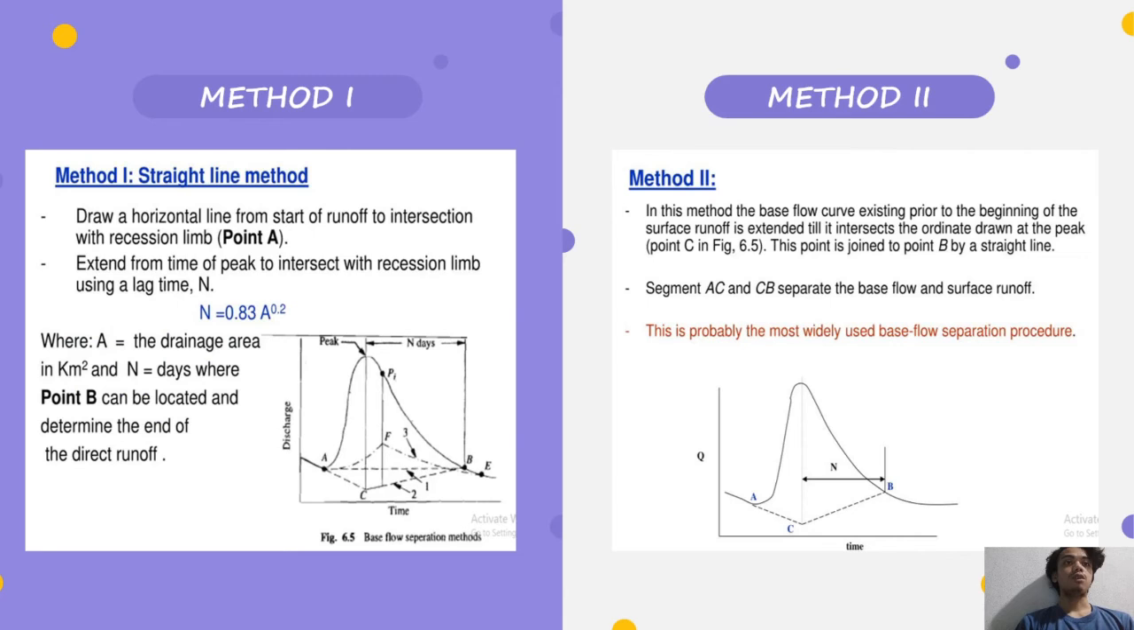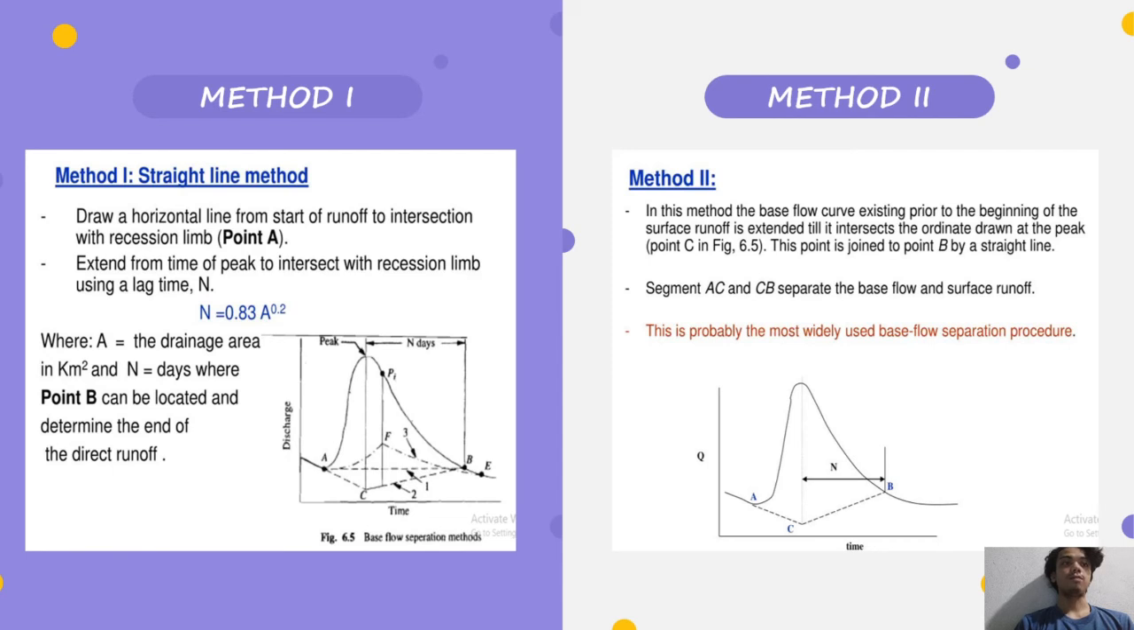The first method is the straight line method. In this method, the separation of the base flow is achieved by joining with a straight line of the surface runoff to a point of the recession limb representing the end of the direct runoff. The steps are: draw a horizontal line from the start of runoff to intersection with recession limb. Then, extend from time of peak to intersect with recession limb using a lag time N, where N is equal to 0.83 times A raised to 0.2, where A is equal to drainage area in kilometers squared, and N is equal to days, where point B can be located and determine the end of the direct runoff.